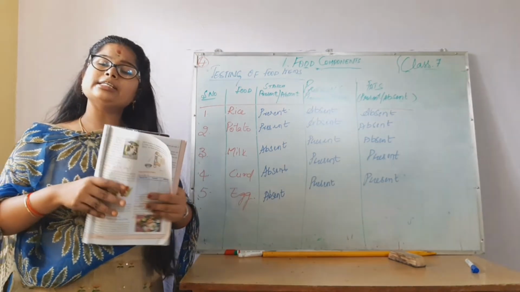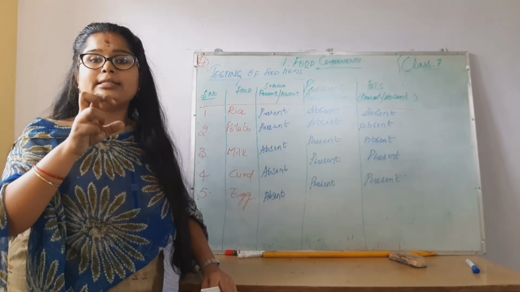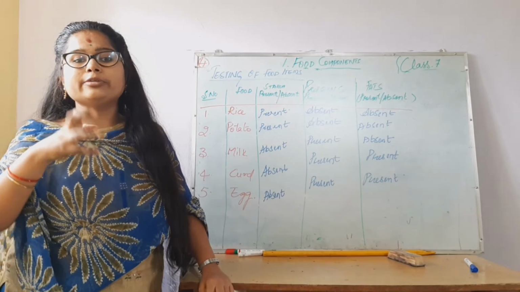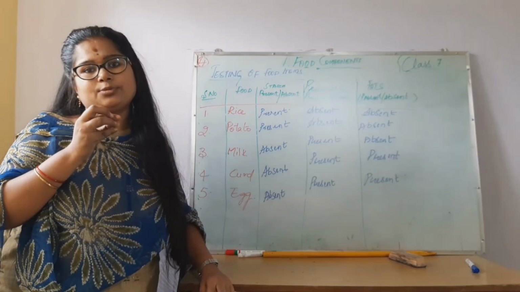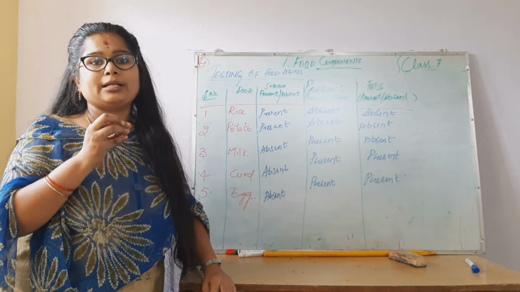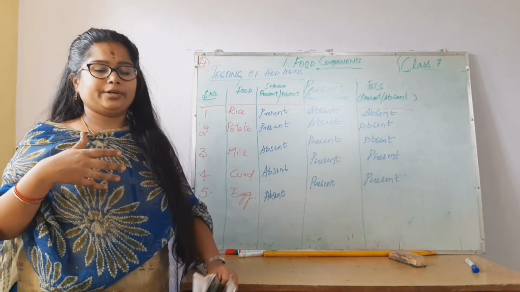And why can you say whether it is more or less? Because of the color change. If you add the solution, you will get a dark color if there is more protein. If you have less protein, you will get a lighter violet or purple color.